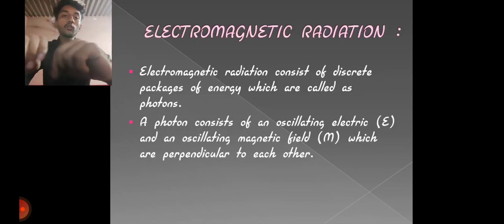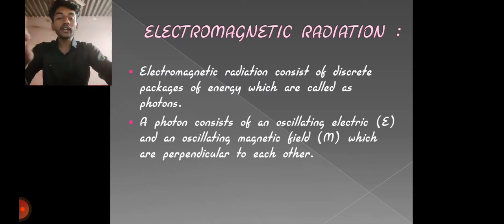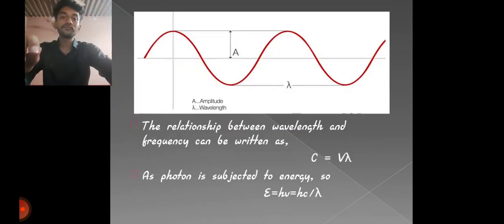So what is electromagnetic radiation then? Electromagnetic radiation consists of discrete packages of energy which are called as photons. A photon consists of an oscillating electric and an oscillating magnetic field which are perpendicular to each other.